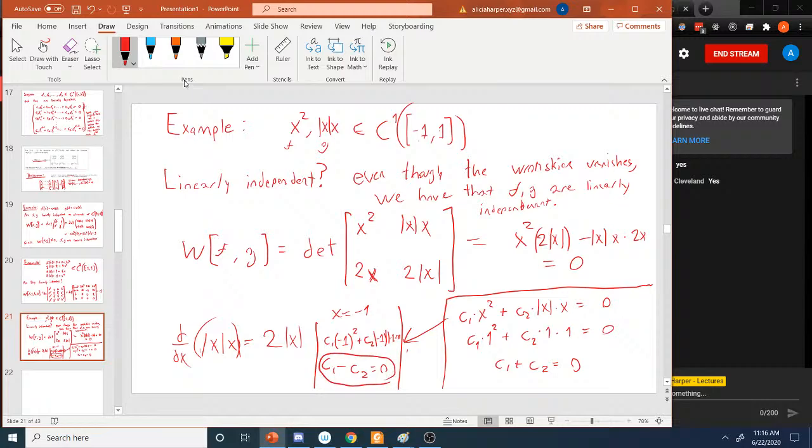So I have this relation between c1 and c2, and this relation between c1 and c2. You can solve this system, and if you do, what you learn is that the only solution is c1 and c2 both equal to 0. So in fact, these functions f and g are linearly independent even though their Wronskian vanishes. This illustrates some of the things that can go wrong when you're considering Wronskians.